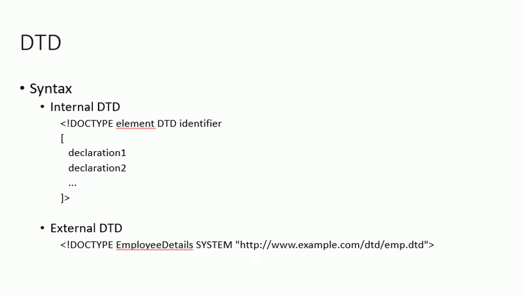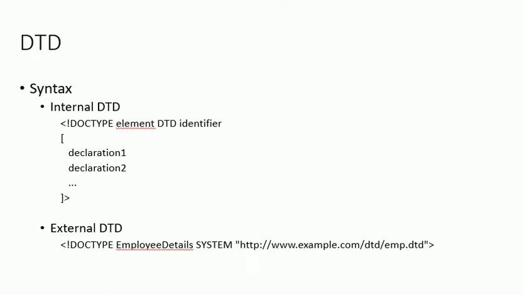DTD. DTD stands for Document Type Definition. And DTDs describe the XML document structure, or they describe the elements in a document and their relationship to each other. There are two ways in which we can define DTD. That is, we can have internal DTD or external DTD. For an internal DTD, DTD is declared inside the XML file, whereas for an external DTD, it is stored externally.